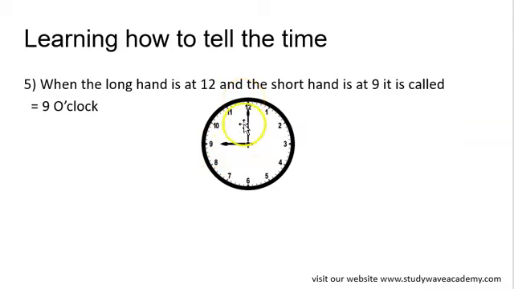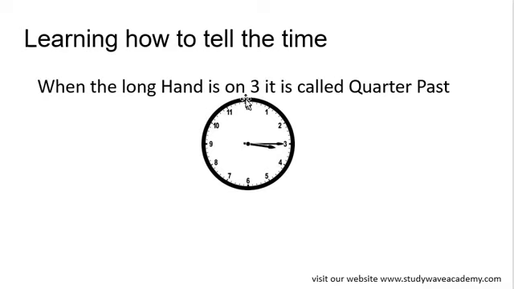Correct. Because the short hand tells us about the hour, and the hour here is 9. And the long hand tells us about the minutes. And when the long hand is pointed towards 12, it is called o'clock. So our time says 9 o'clock. Good. Okay, we understood this exercise, right? Great. So we're going to be moving on to the next one.